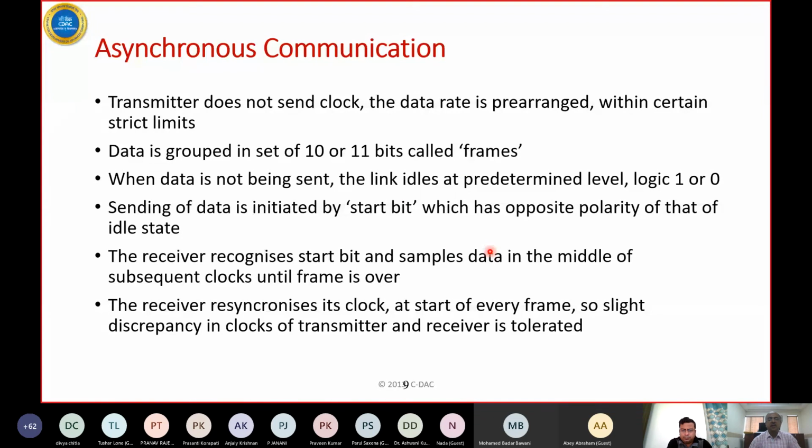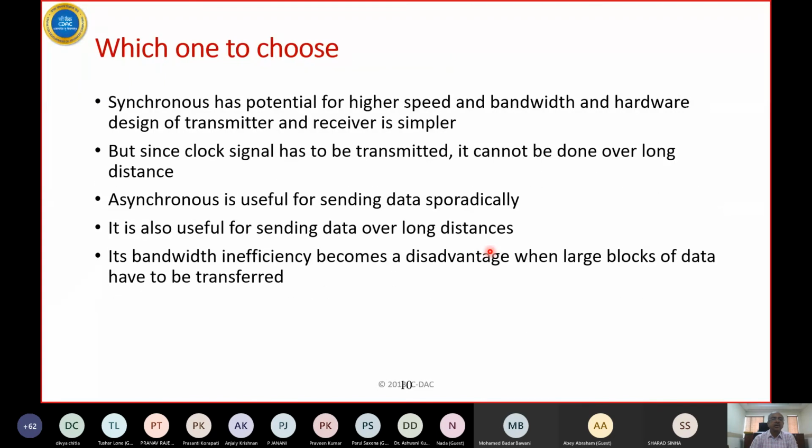So in idle state, the link will remain at logic level 1, and whenever 8 bits have to be sent, first the start bit will be sent, then 8 bits will be sent and then the stop bit. This is how the asynchronous communication takes place.